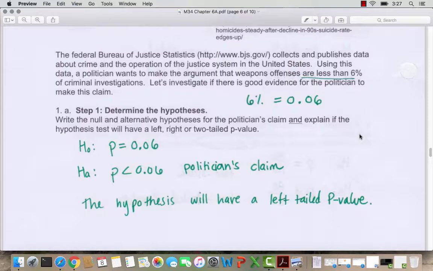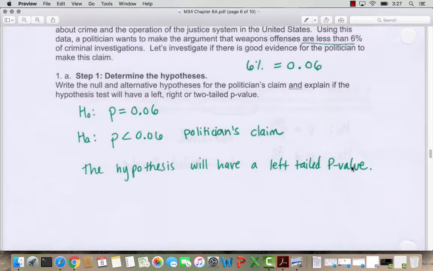So when we write our null hypothesis, remember that always has equality. So the null hypothesis says that the proportion equals 6%, or 0.06 as a decimal. The alternative hypothesis, which corresponds with the politician's claim, is that the proportion is less than 0.06. And so this hypothesis is going to have a left-tailed p-value due to the less than inequality.